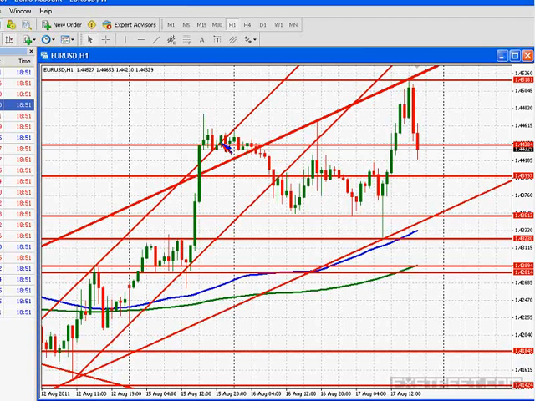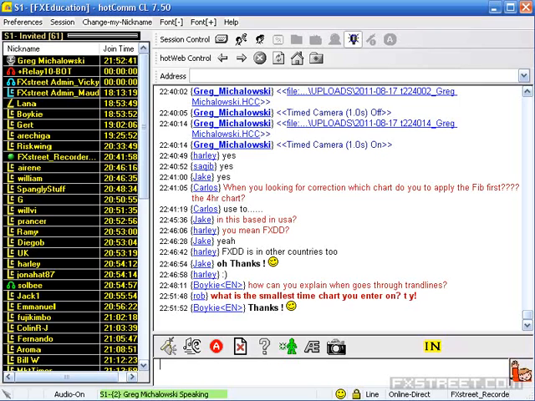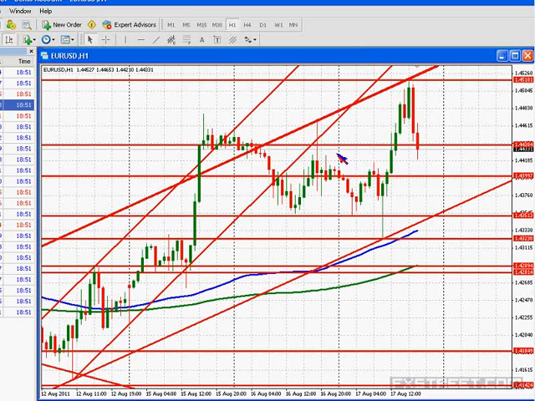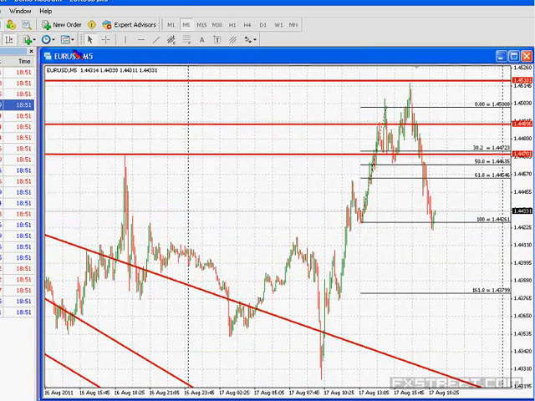Any other questions? What is the smallest time chart you enter a trade in? Okay, let me give you a quick synopsis of what I do here. I look at the hourly chart, I look at the 5-minute chart, and I look at the daily chart.